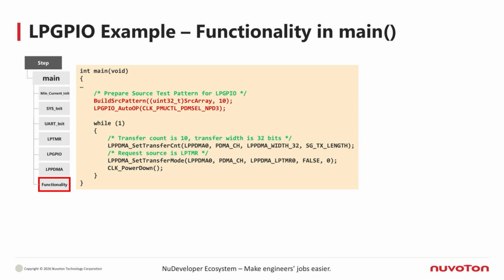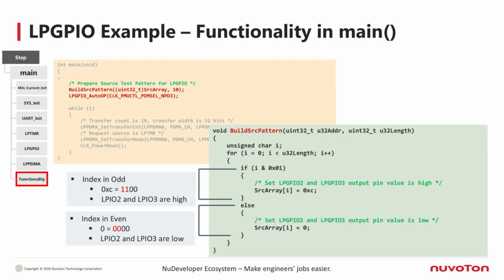Finally, let's take a look at how the program actually runs. Once all the initialization and configuration are complete, the program first prepares 10 data items and stores them in the source array in low-power SRAM. Then, the system enters NPD3 mode and enables the auto-operation mode of the low-power GPIO. Inside the loop, the low-power PDMA continuously transfers the data to the low-power GPIO, allowing the LED to blink according to the defined pattern. The CPU is only woken up under the specified conditions. This way, the system can maintain low-power operation most of the time.